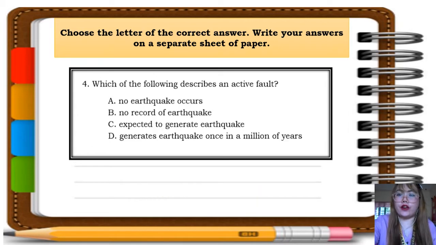Number 4. Which of the following describes an active fault? A. No earthquake occurs. B. No record of earthquake. C. Expected to generate earthquake. D. Generates earthquake once in a million years. Answer. Letter C. Expected to generate earthquake.